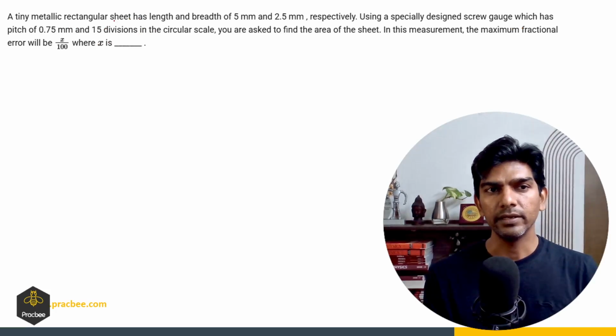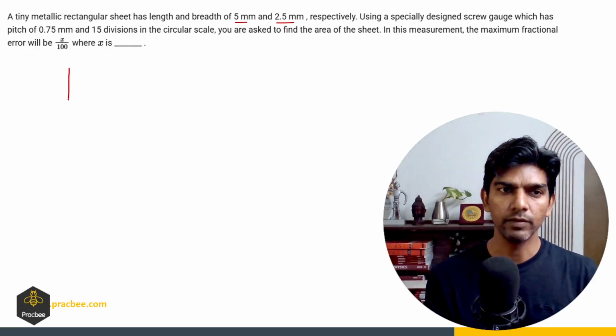A tiny metallic rectangular sheet has a length and breadth of 5 millimeter and 2.5 millimeter. So we have been given a rectangular sheet.